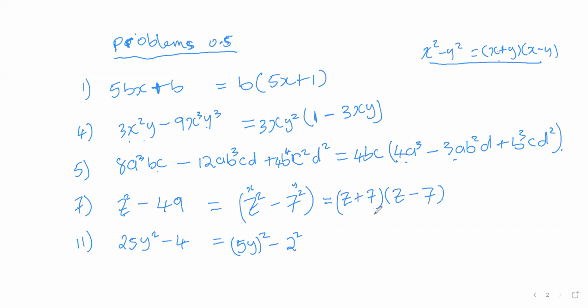All right. Once it's in this format, this is my x in the formula and this is my y in the formula. So I just substitute these values into the formula for difference of squares. It says add up the two numbers and multiply by the difference of the two numbers. So the first is 5y plus 2, times 5y minus 2. And that's the difference of squares formula, basically.